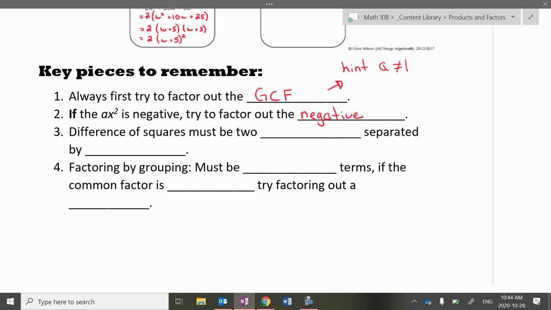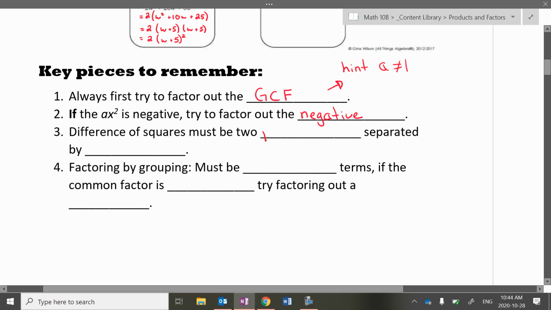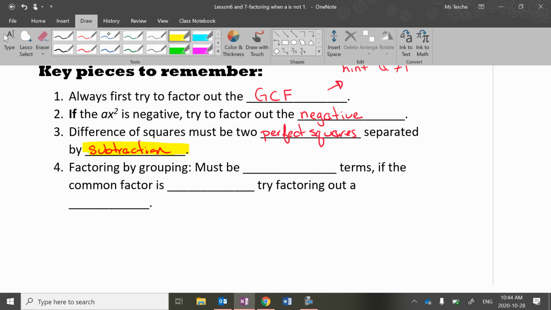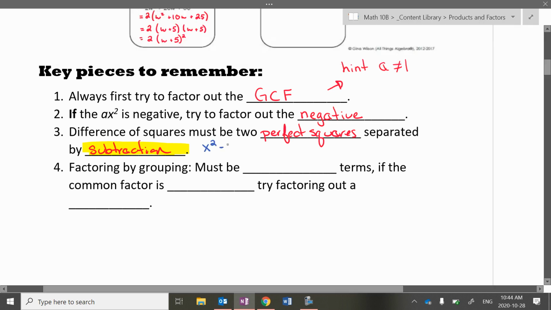If there's a difference of squares, it must be 2 perfect squares separated by what? Subtraction or negative, whichever you want to put. That's really important. If it's addition, you cannot go further. You cannot do anything else. So for example, x squared minus 25, you're good. x squared plus 25, sad face, and you're done.